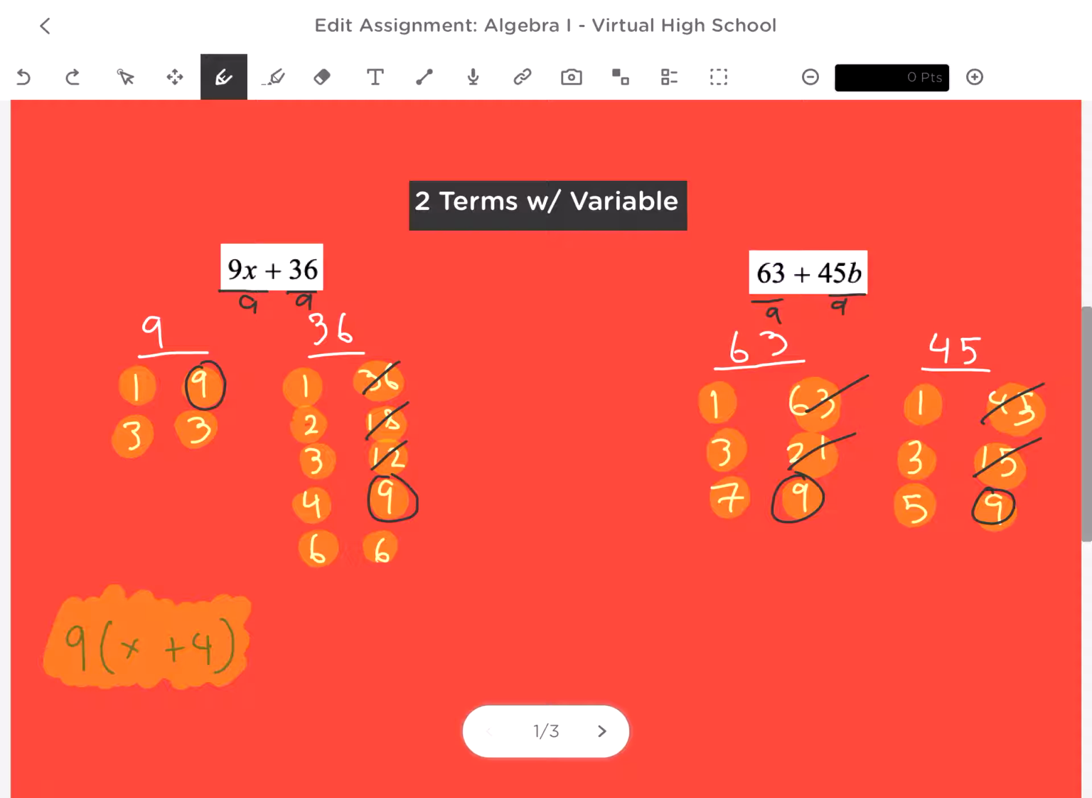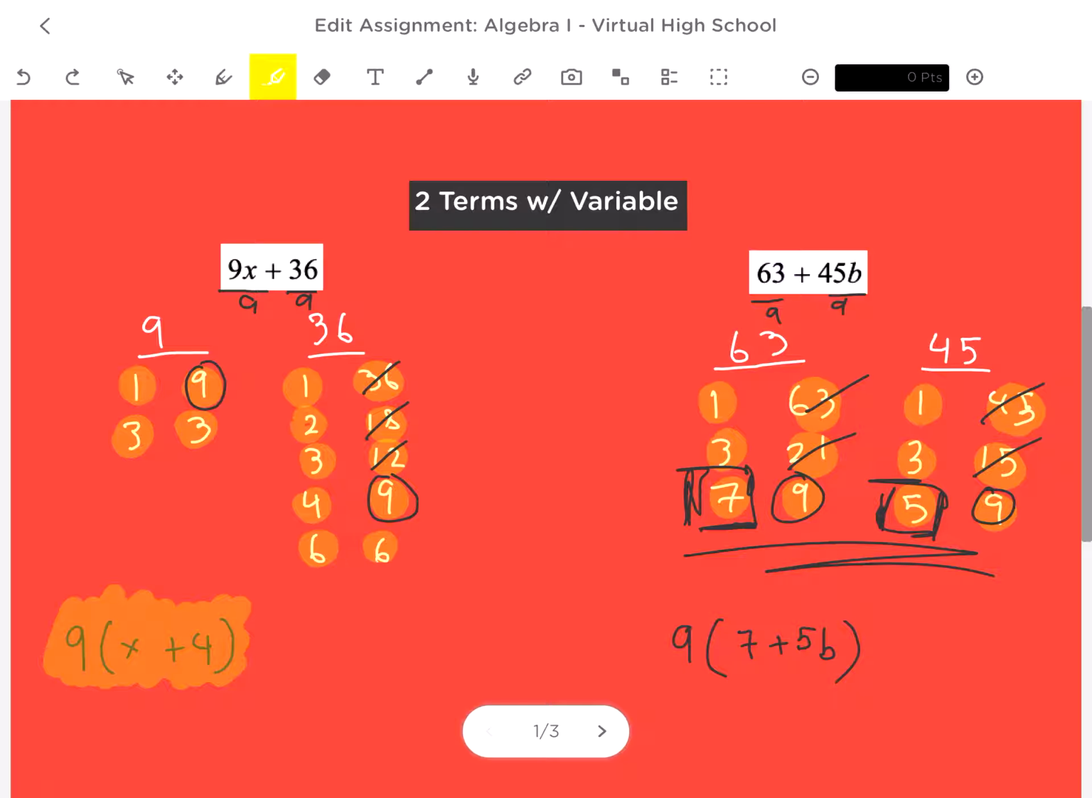So that means that a 9 comes outside the parentheses. 63 divided by 9 is 7. And 45 divided by 9 is 5. And now, once you've done all the greatest common factor part, the second part is actually kind of easy, because you don't even really need to think about what the division is. 63 divided by 9 is 7. That number is right here, right? And 45 divided by 9 is 5, that number is right here. So you can kind of automate that process a little bit. So 7 plus 5b, and that's my answer. Okay?